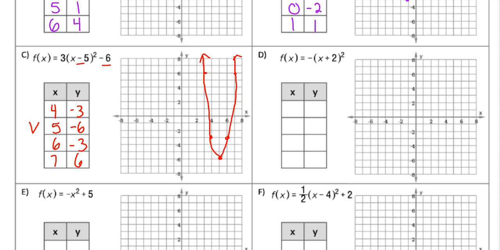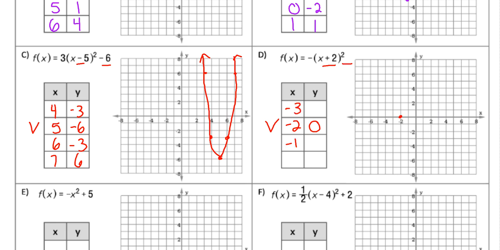Okay, D, my vertex in this one is at -2, and I don't have a k value out there, so it's at 0. So -2, 0 is my vertex. Now this one has a negative out in front, so I know it's opening downward. So when I pick values, I know that these ones around it should be lower than 0.